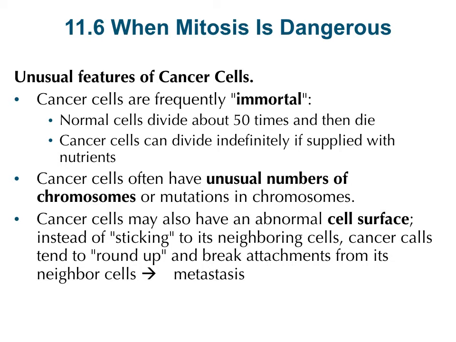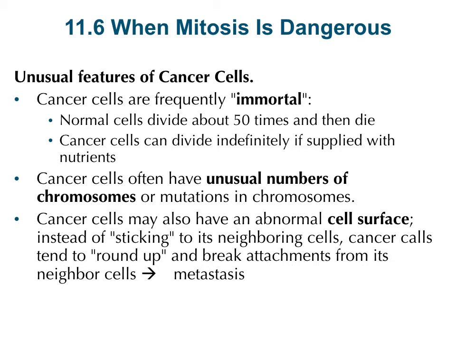Cancer cells have a number of unusual features. First, they're immortal. As we already said, normal human cells can go through about 50 cell divisions and then they die. But cancer cells can divide indefinitely, just like Henrietta Lacks' cervical cancer cells. Cancer cells also often have unusual numbers of chromosomes. Instead of the 23 chromosome pairs of a normal human cell, they might have some odd, strange number of chromosomes.